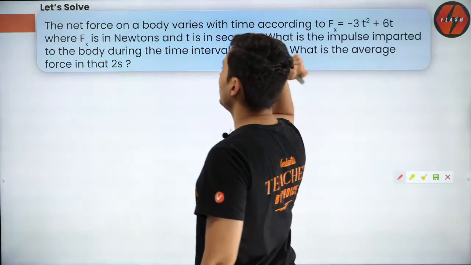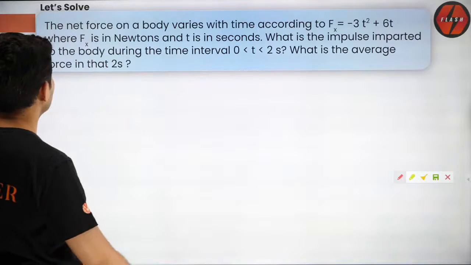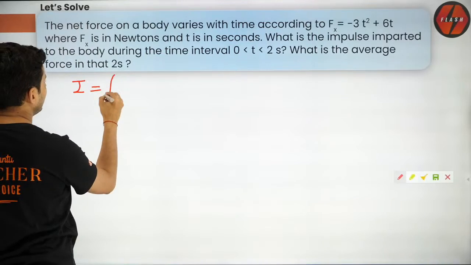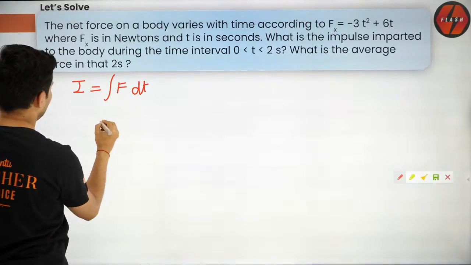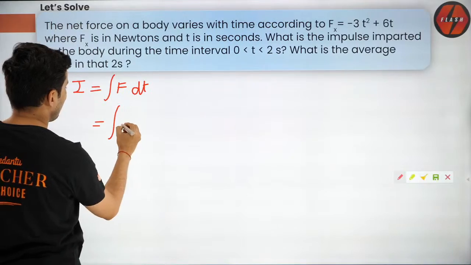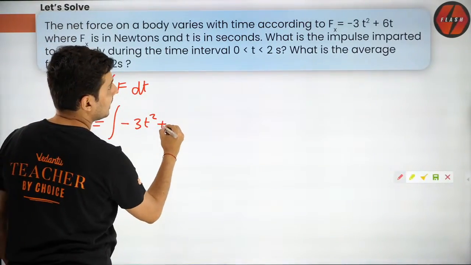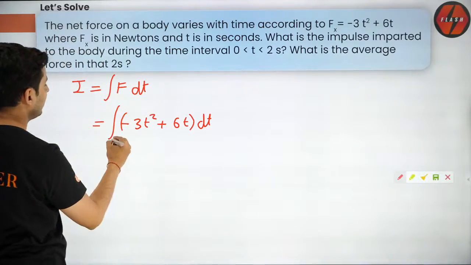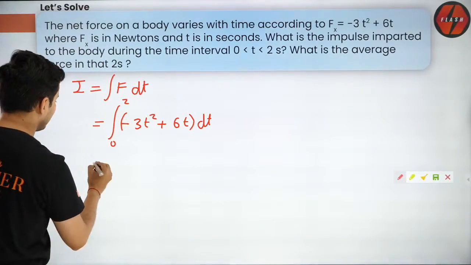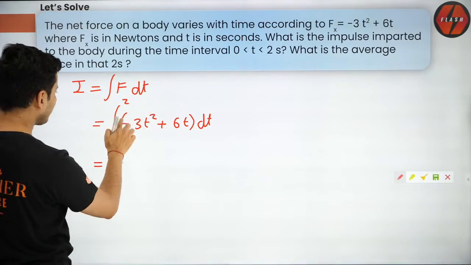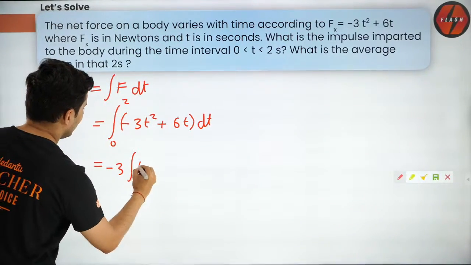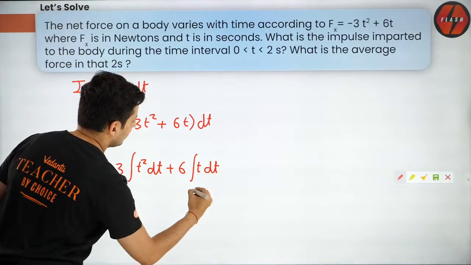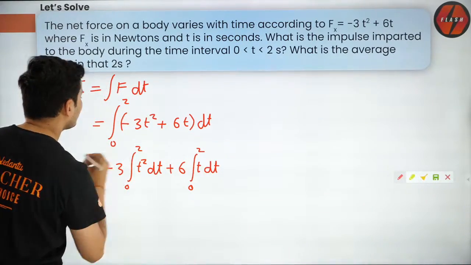And now here is the thing, the net force on the body varies with this function. So let's see, what do we do? What is the impulse? We know that impulse is the integration of force with respect to time. So let's put the value of the force. The force is minus 3t square plus 6t, dt, and the interval has been already given, 0 to 2. So split this integral first and take out the constants. So this will become minus 3 times the integral of t square dt plus 6 times the integral of t dt. Obviously the limits will be 0 to 2 and 0 to 2.